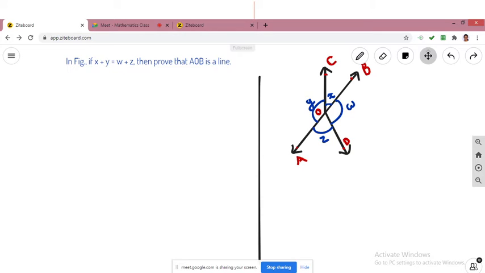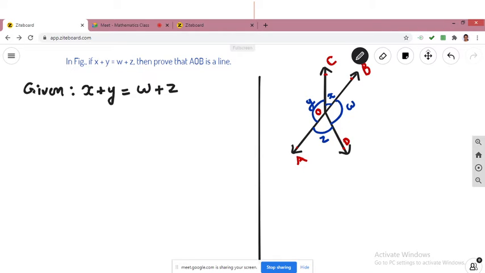So in this figure we are given this figure and we need to prove that AOB is a line. Can you tell me what are the things given here? X plus y is equal to w plus z, ma'am. Yeah, x plus y is equal to w plus z. So what are x, y, w and z? What are they? Angles, ma'am. Yeah, they are angles.